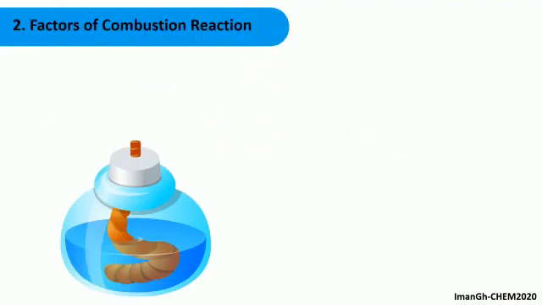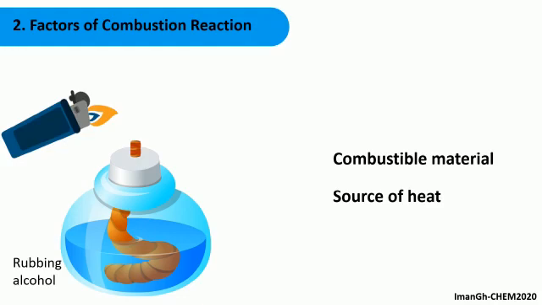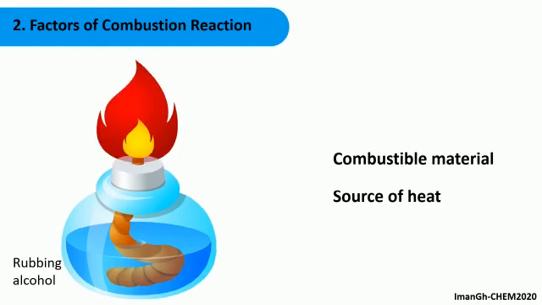What are the factors for combustion reactions? Consider the following experiment. A flask is filled with rubbing alcohol that is a combustible material, which means that it can burn. Using a lighter, we will light the filament. Then to start a combustion reaction, we need a source of heat. As you can observe, the alcohol burns.